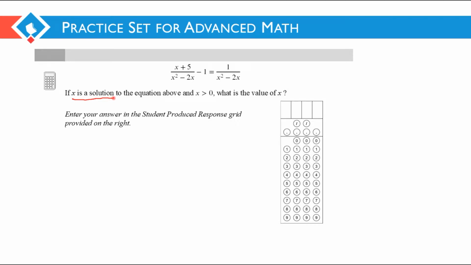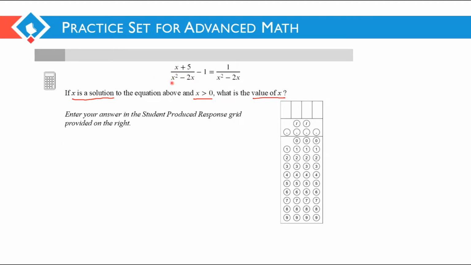If x is a solution to the equation above and x is greater than 0, what is the value of x? So in this case, we just have to figure out what our value is of x in this equation, and we'll have our answer because we know that we're probably going to end up with either 2 or 3 values for this, depending on how this equation turns out, and we just have to choose the one that's greater than 0. So let's start by rewriting this expression a little bit.